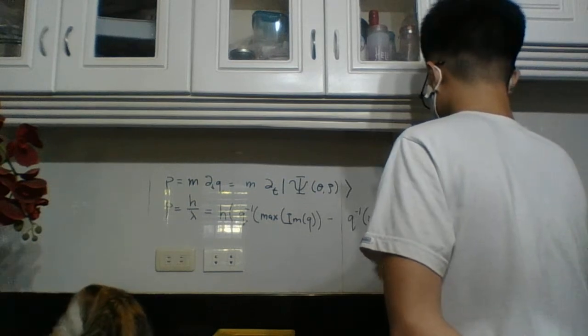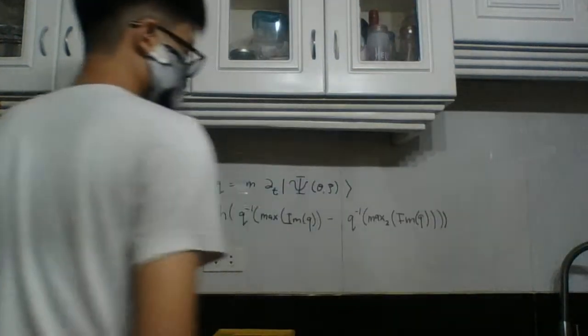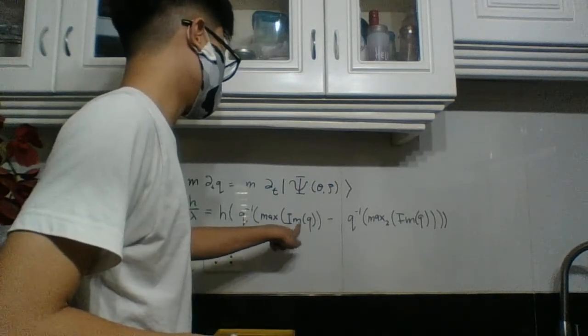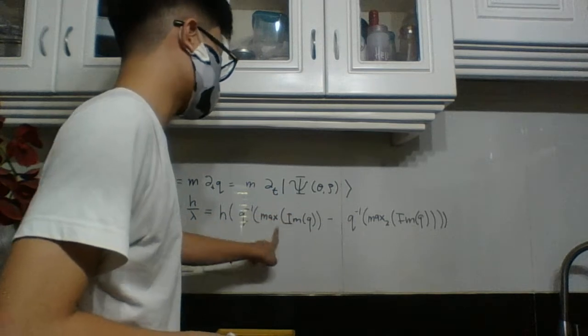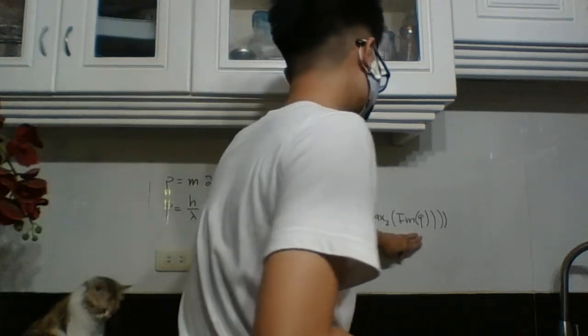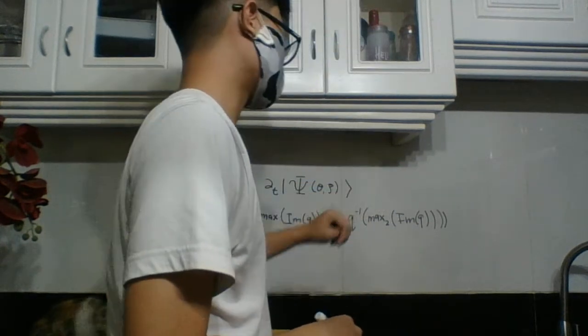Close it, close, and then close. So this is just the t value of this image of Q, which tells us the maximum image of Q. So that means it's the highest point of Q. And then this is just the t value of another maximal value, or local maximum of Q.